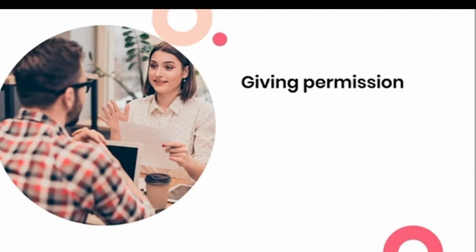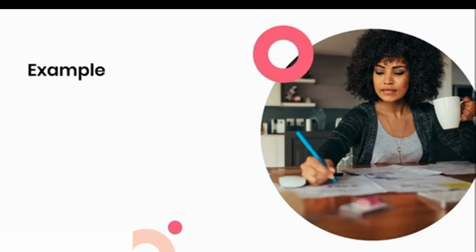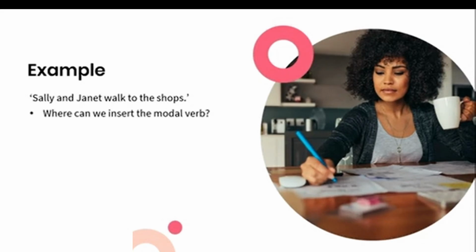The first purpose is giving permission. Giving permission means telling someone that they are allowed to do something. The modal verb that gives permission is may. Let's take the sentence, Sally and Janet walk to the shops. Where can we insert the modal verb here to show that permission is being given? Before the action verb, walk.